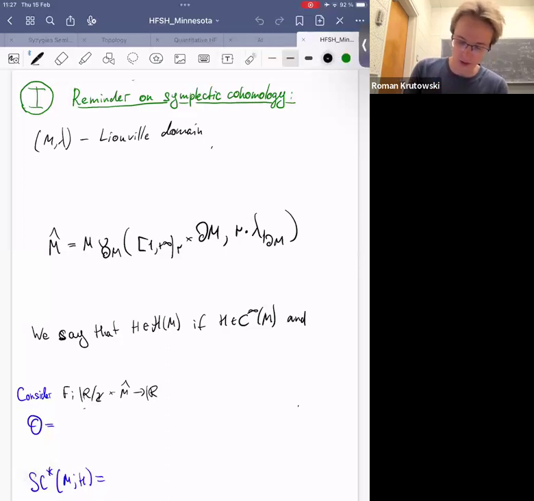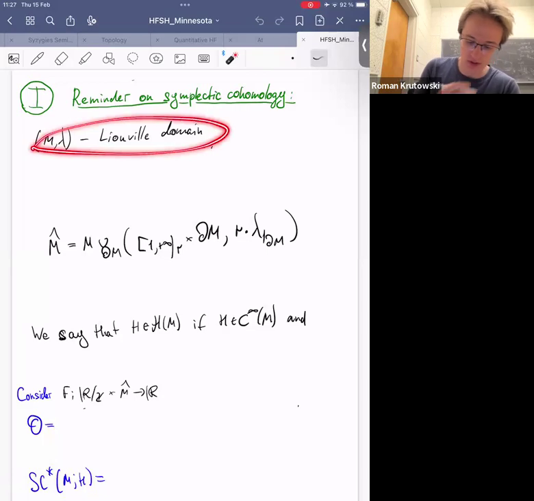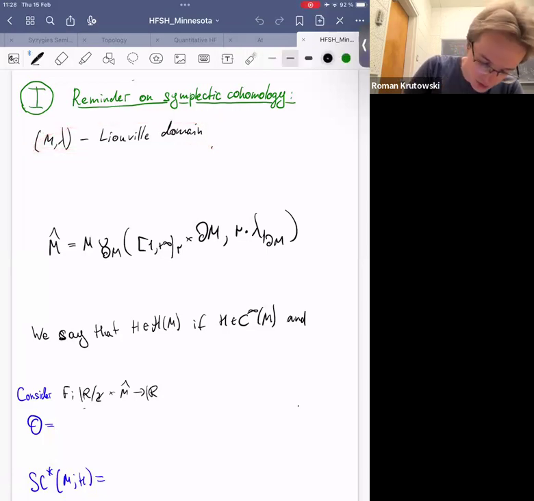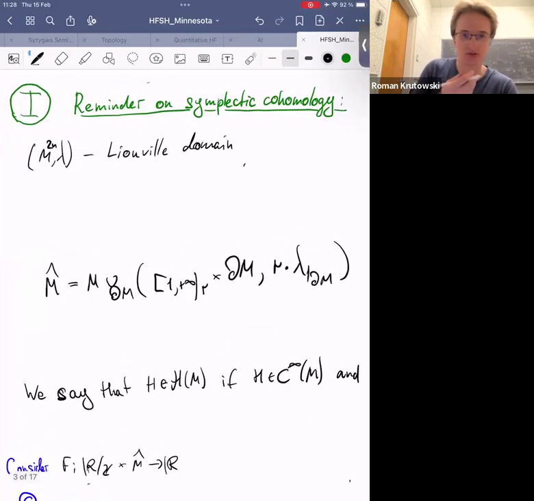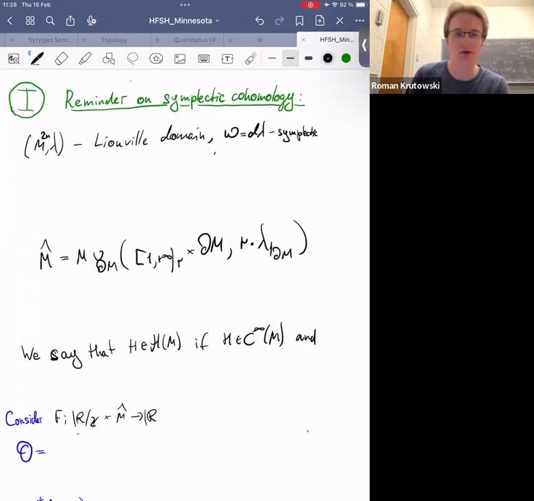So here is the setup. We start with a Liouville domain M of dimension 2n, and let's say lambda is a one form such that omega, which is equal to d lambda, is a symplectic form. Usually lambda is called the primitive of omega, and we think of this Liouville domain as a manifold with boundary.